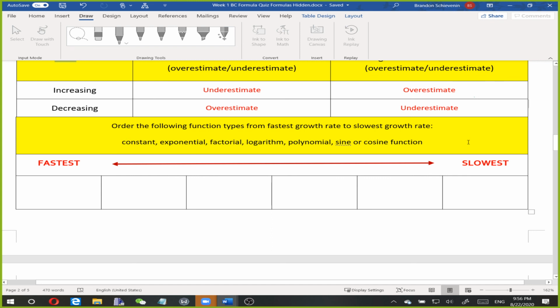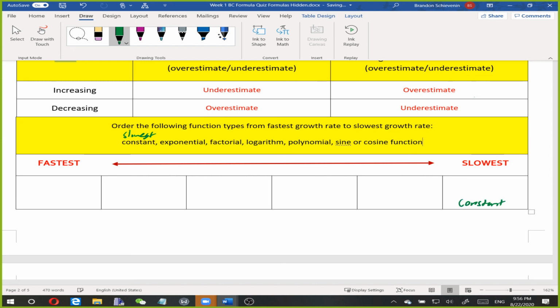Okay. So constant is my slowest. Okay, and you said exponential is faster than that, so okay. So far you've got constant. What else do you think is slow? Okay, logarithms are pretty slow. Anything else here that's slow?